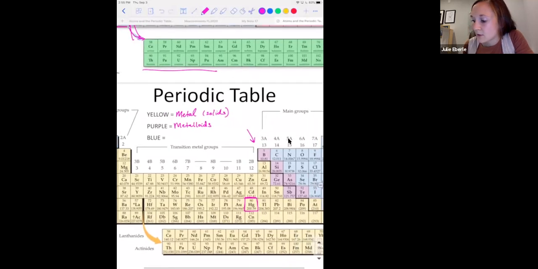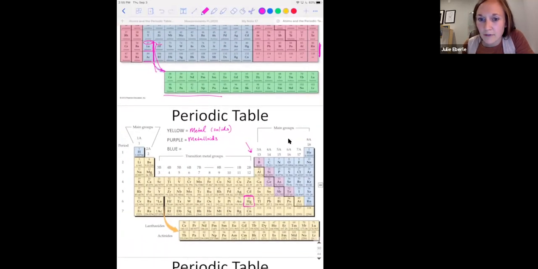Why are they called metalloids? They exhibit properties of both metals and nonmetals. Kind of, some of them can conduct electricity, not very well, but they can. Some of them are gases naturally, like the nonmetals. So that's why we just call them metalloids.